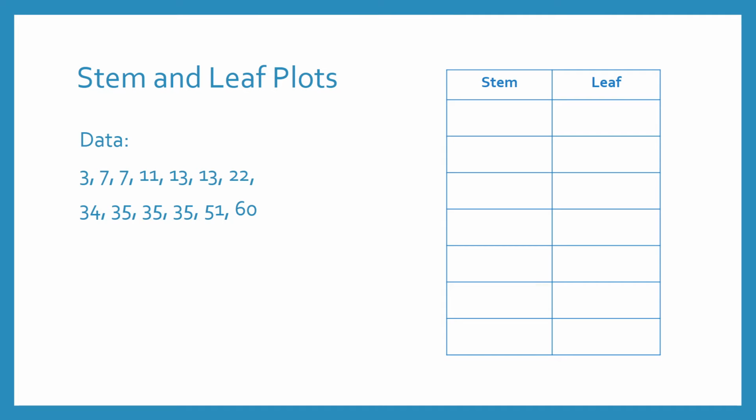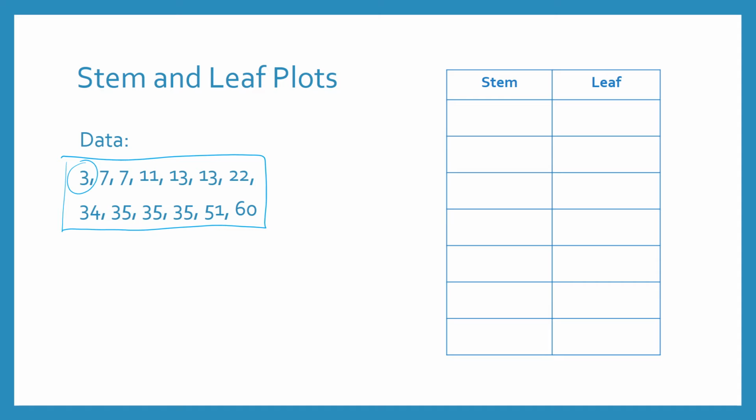Okay, so now we're going to build a stem and leaf plot. Before we can do that, we need to make sure our data is in order. In this case, our data is in order. If it wasn't, you would have to rewrite it in numerical order, from smallest to largest. But it is in order, so we can just begin as is.